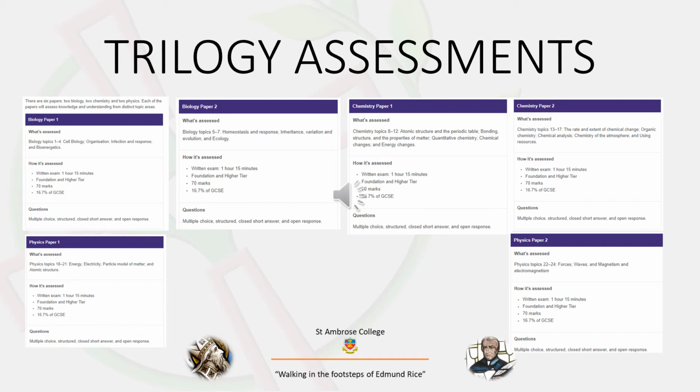So you get 2 GCSE grades for GCSE Trilogy, and the exam questions are slightly more accessible compared to the separate science questions, and the grade boundaries tend to be slightly lower.